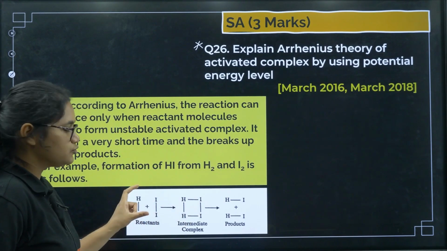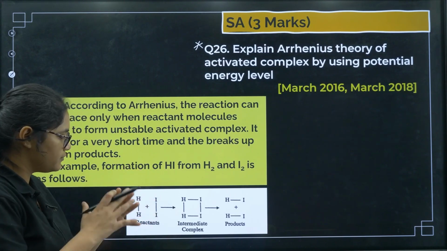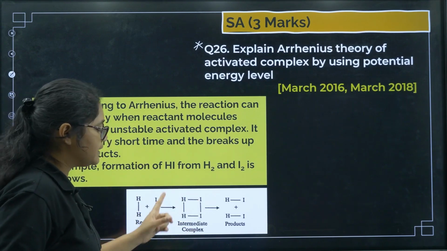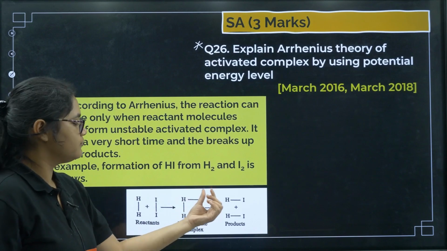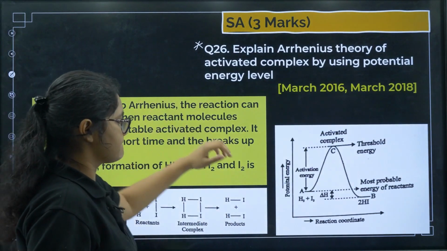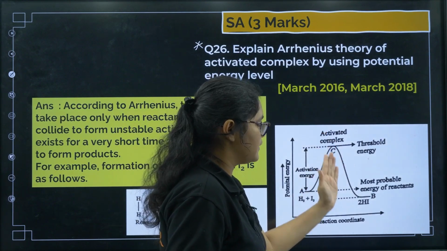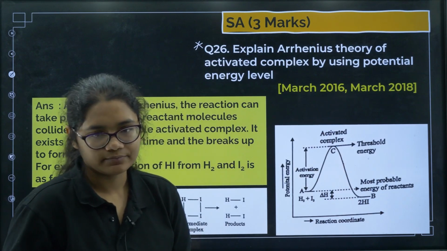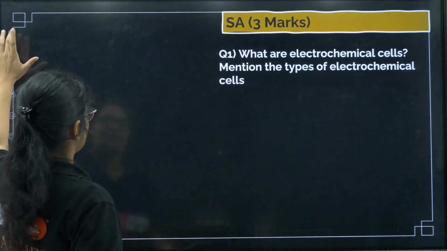So, if you have H2 and I2 as reactants, then what will happen? This H2 and I2 will form an intermediate activated complex. Now, this one will break to give you HI. So you can see here H2 plus I2 is there, then one activated complex is formed, and then threshold energy is there, and that will give you 2HI. Clear? Okay. Next we'll go to the electrochemistry chapter.